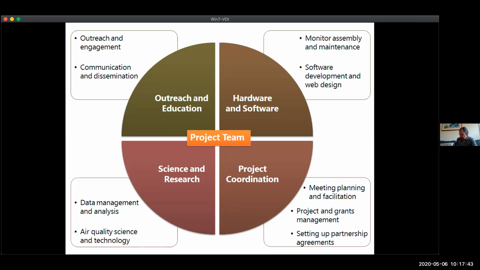There's also the science and research component in terms of how you would manage the data, what kinds of analyses you might run with it, and how that might inform any air quality science and technology that you're interested in engaging with in your project. And then last but not least, outreach and education. So people who can really lead thinking through how to engage the various community stakeholders you want to engage in your project and communicate and disseminate your data. Next slide.